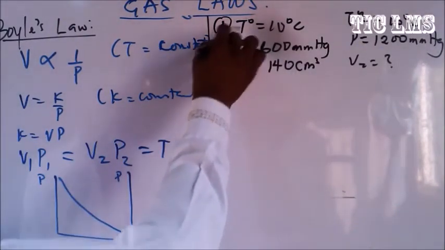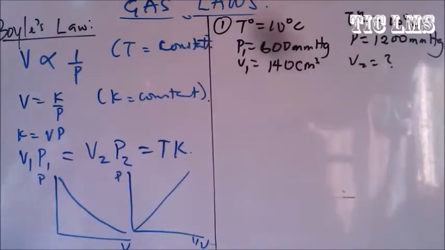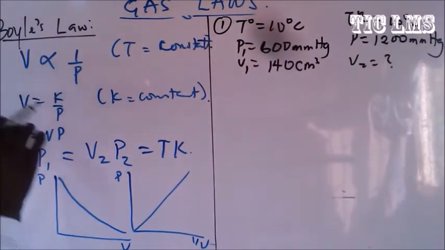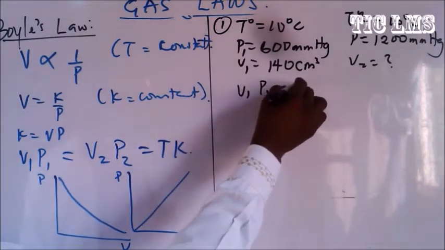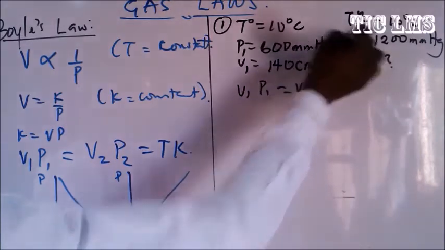Now we've noticed here that the temperature is constant. So because it is constant, we'll make use of this formula that has volume and pressure. So we have that V1P1 equal to V2P2, where this is our P2.